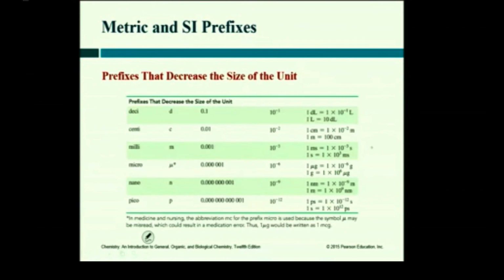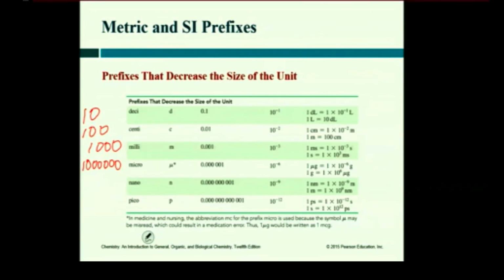Now, a small units, deci, centi, milli, micro, I'm going to use them a little bit different than they use them in your book. I'm going to say that there's 10, 100, 1,000, and 1,000,000. So there are 10 decimeters in a meter. There's 100 centimeters in a meter. There's 1,000 millimeters in a meter. There's 1,000,000 micrometers in a meter.